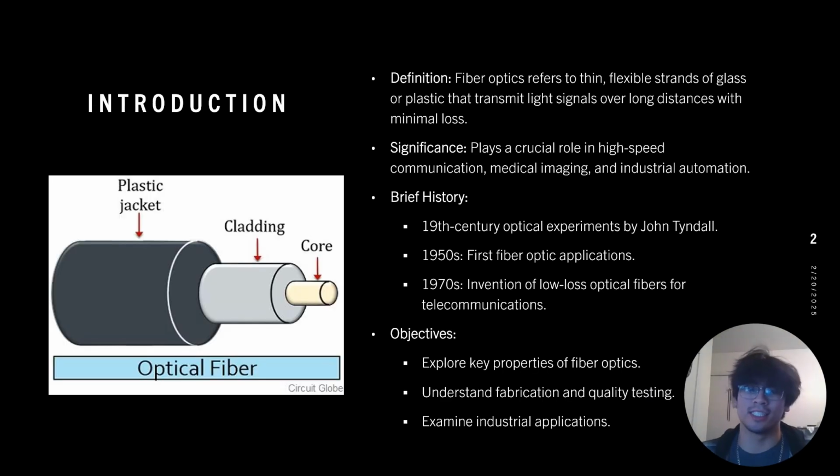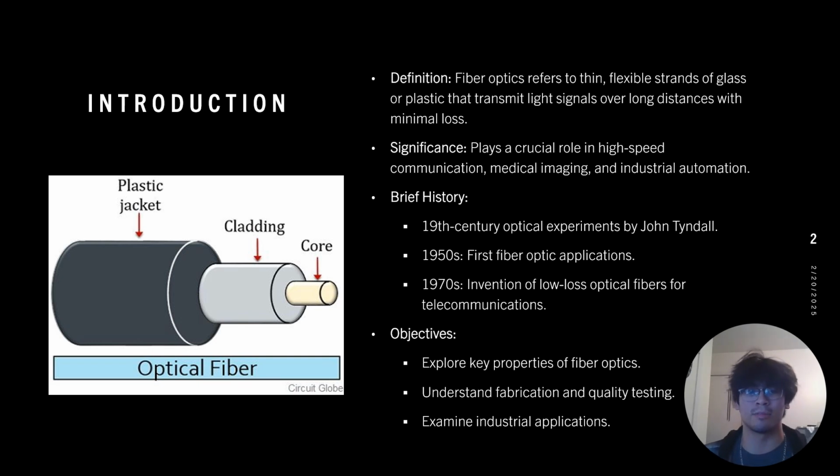A brief introduction into what fiber optics exactly are: they're these thin, flexible strands of glass encapsulated in what is called a cladding and a plastic jacket. The cladding is a less refractive glass than the one in the core. They're able to transmit signals over a long distance with minimal loss due to this cladding.